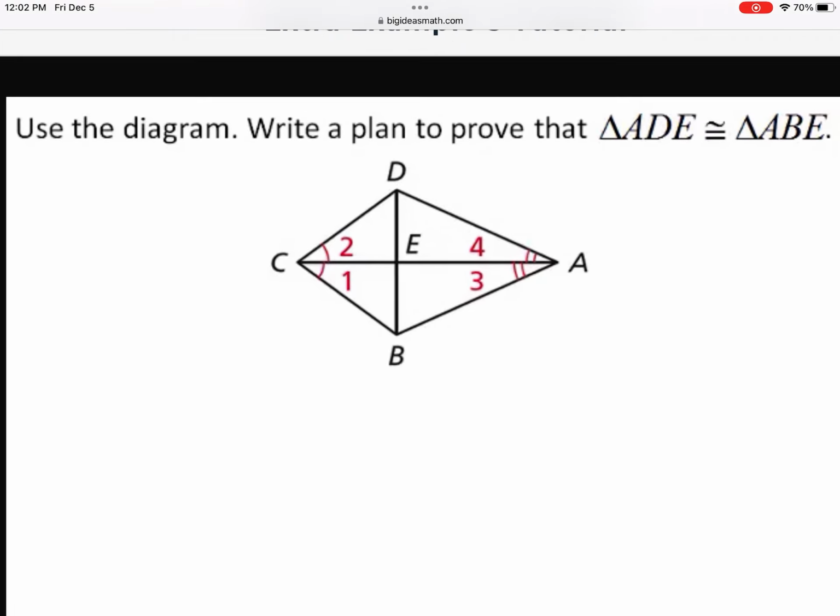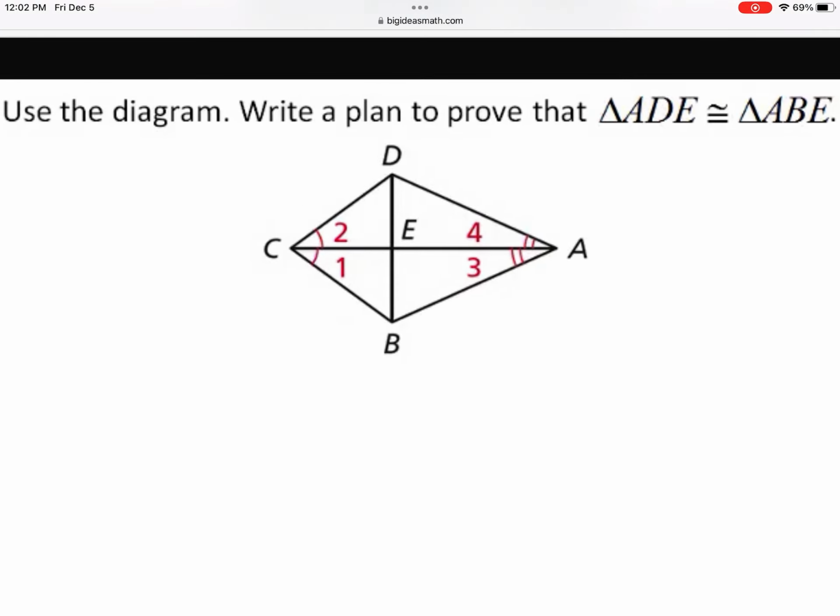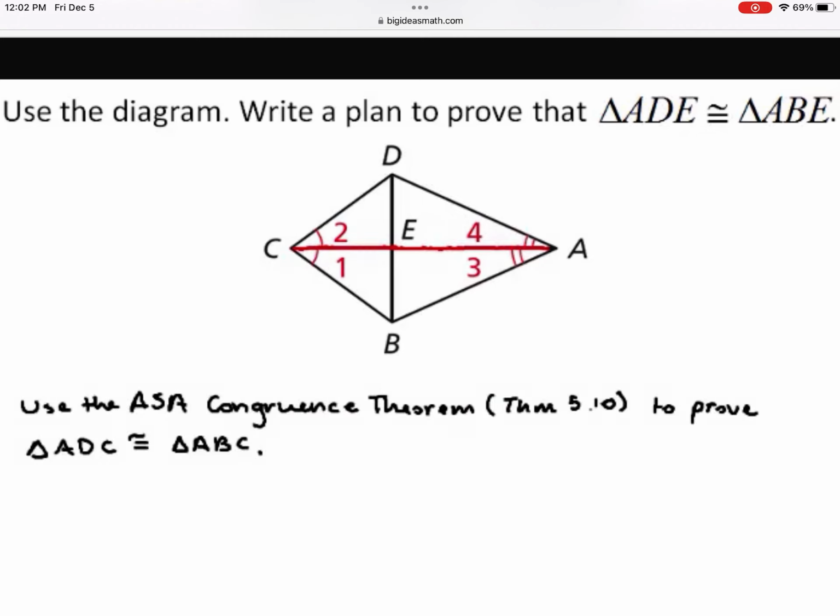Use the diagram. Write a plan to prove that triangle ADE is congruent to triangle ABE. Use the ASA congruence theorem to prove that triangle ADC is congruent to triangle ABC, because looking at the diagram, you have corresponding angles, sides, and angles that are congruent in the corresponding triangles. Then line segment AD is congruent to line segment AB because corresponding parts of congruent triangles are congruent.